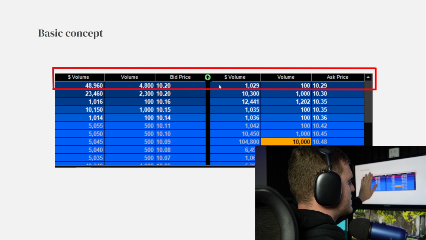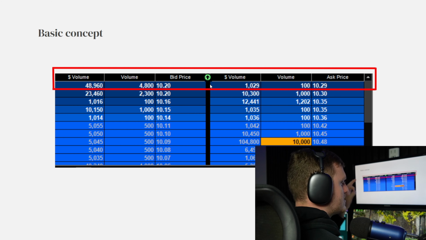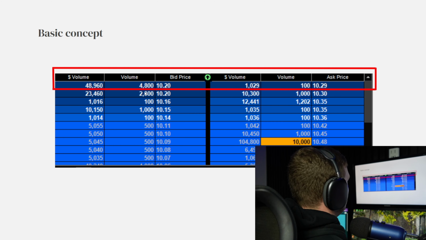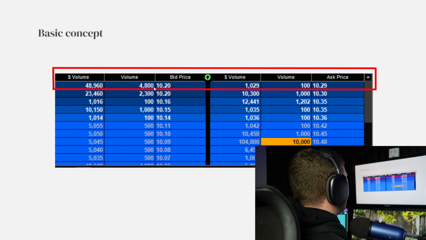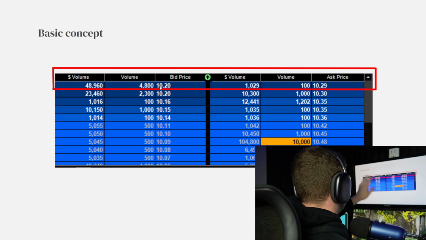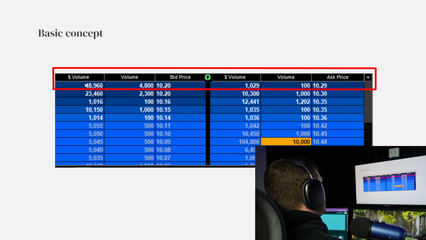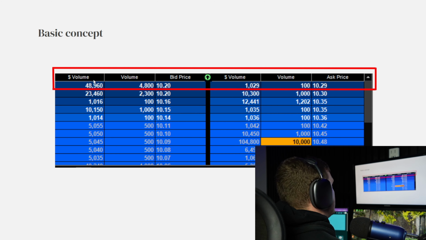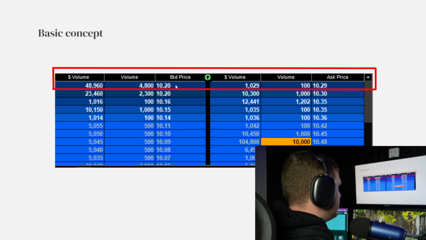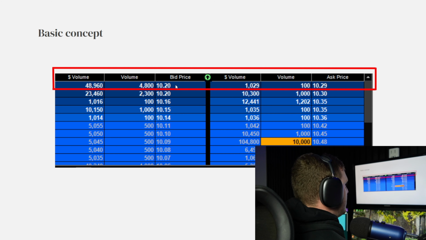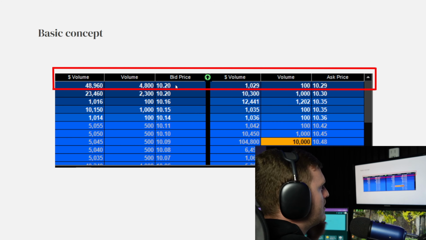If we're just looking at the left side, nothing on the right, the left side is strictly all buyers. Everyone on the left side are buyers. The top bar is the highest buyer. Reading from left to right, from volume all the way over to bid price, someone's trying to buy $50,000 worth of stock, which is 4,800 shares at $10.20. They are not guaranteed to be filled because no one has met them at that price. They're trying to get a better price than the market price.